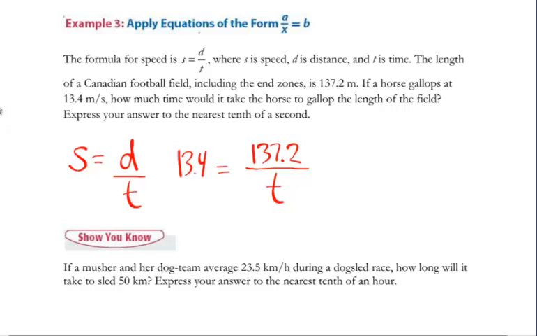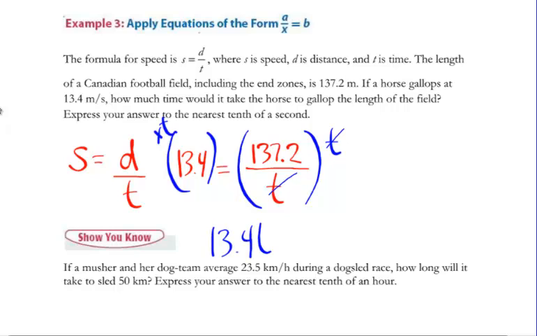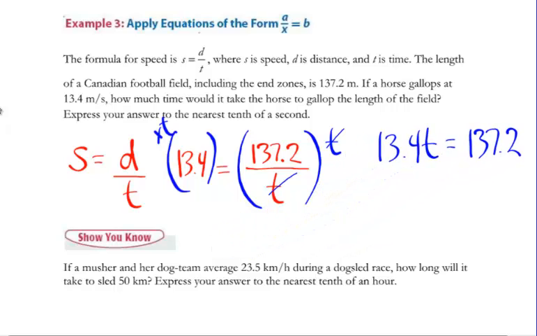So we need to isolate it. Now this is a little bit tricky because now the time, the t, is in the denominator position, and we actually want to have it up top in a numerator position. So how do we do that? Well, we're going to go through a series of 2 steps. First, we're going to multiply both sides by t. What that does is on the right side, it cancels out the t, and on the left, we're left with 13.4t equals 137.2.